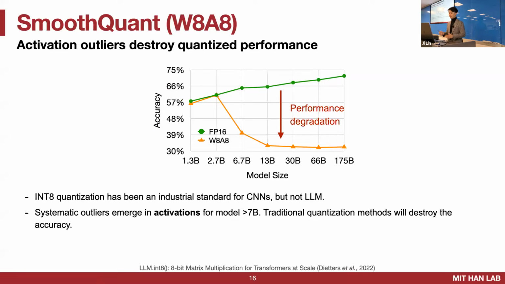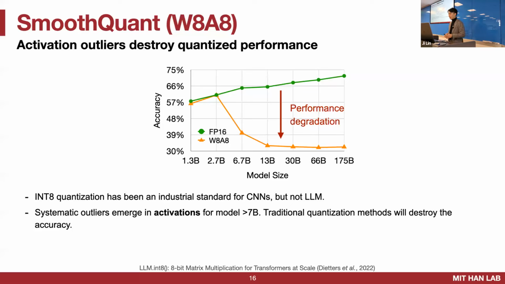So let's first delve into SmoothQuant. 8-bit int8 quantization has been the industry standard if people want to deploy a convolutional neural network on edge devices like smartphones. People usually quantize models into 8 bits so that they can run faster on the edge device. But the problem is that people have not been able to use it for large language models for a long time over the years.